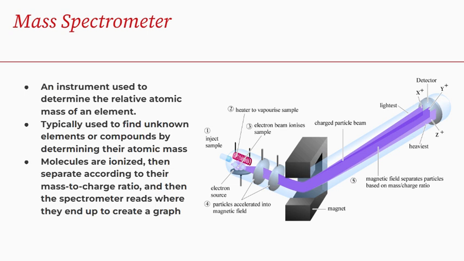So the main thing is that molecules at the start are ionized, so they're charged into their positive charge. Then they're separated according to their mass to charge ratio, so they're separated depending on their size. Then it's sent to the end of the spectrometer where a detector reads how many of each mass to charge ratio hit it at different points, and then it takes that information to create a graph.